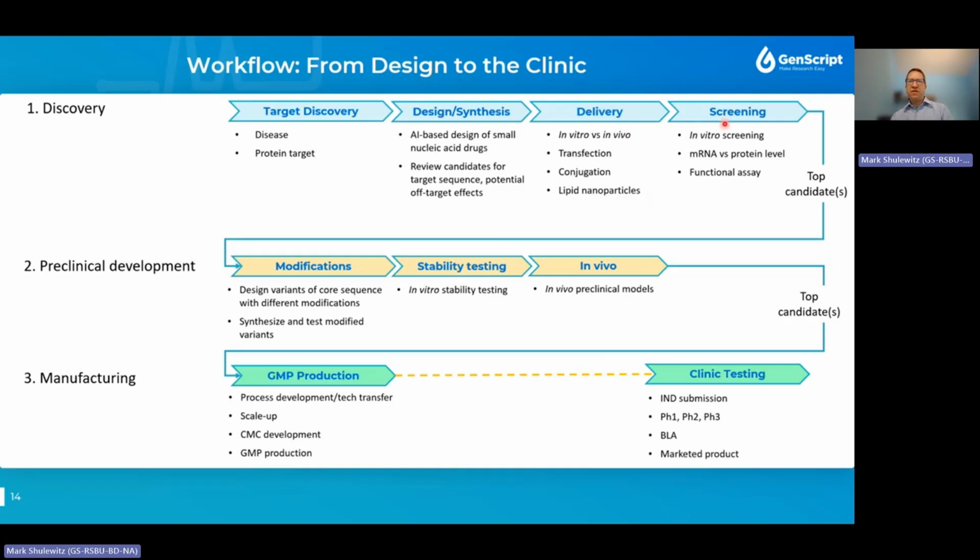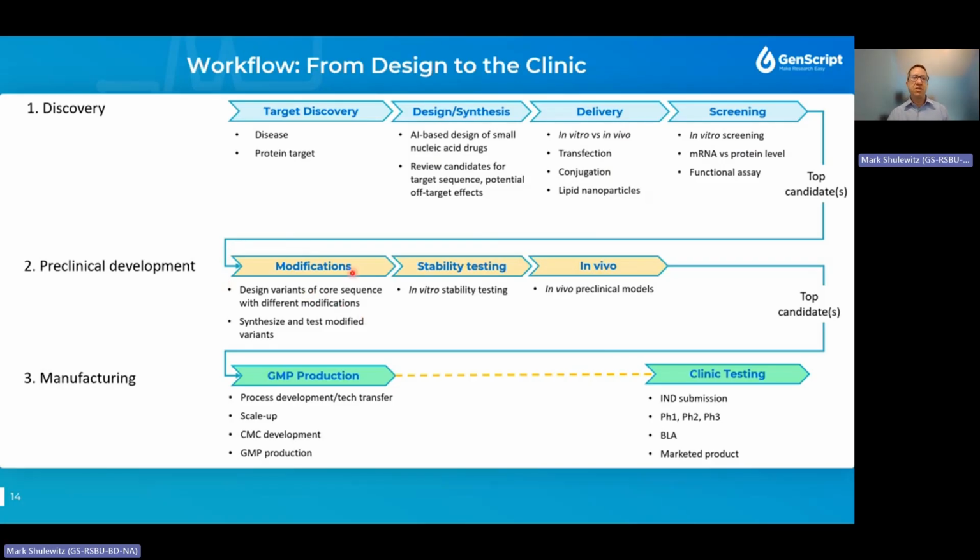So finally, when you've got the design, you've got the siRNA synthesized, and the delivery method, the next step is to then move into screening. You would perform in vitro screening, usually looking at RNA interference at the mRNA level. Better yet is to look at it at the protein level. And if there are any functional assays, such as maybe an enzymatic assay, those could be really useful to apply at the screening level. At the end of the discovery stage, ideally, you'd have some top candidates, usually one candidate, but possibly more, that you would then bring into the next stage, which is preclinical development.